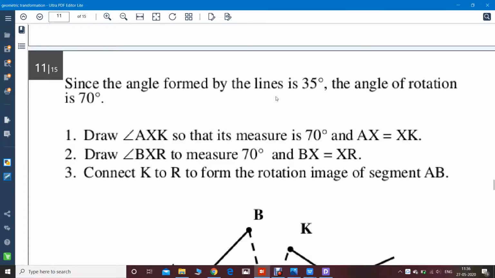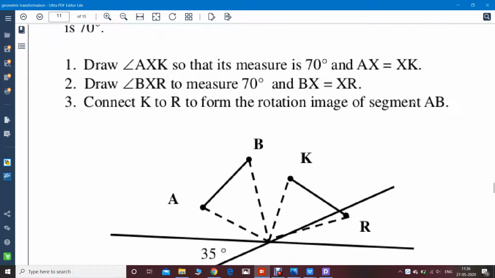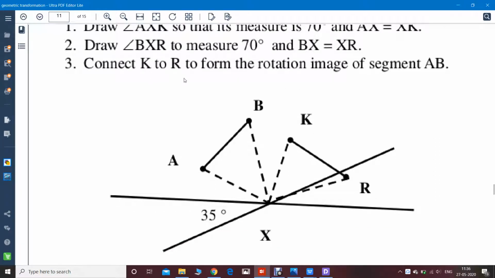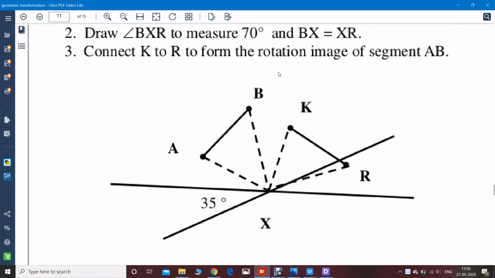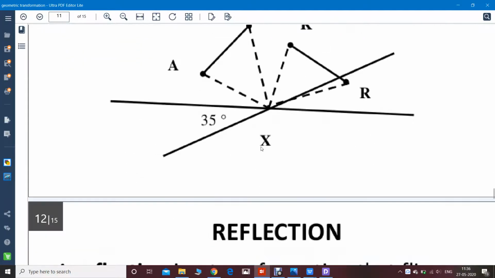Since the angle formed by the lines is 35, the angle of rotation is 70. Draw angle AXK so that its measure is 70 and AX is equal to XK. Draw angle BXR to measure 70 and BX is equal to XR. Connect K to R to form the rotation image of segment AB, as we can see in the image.